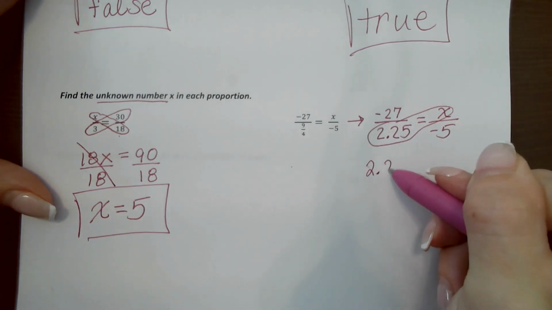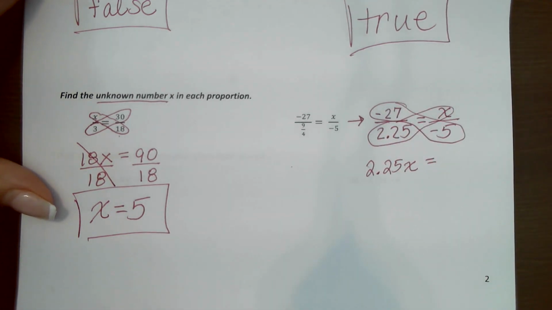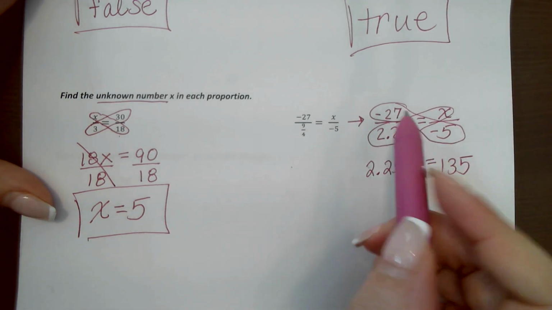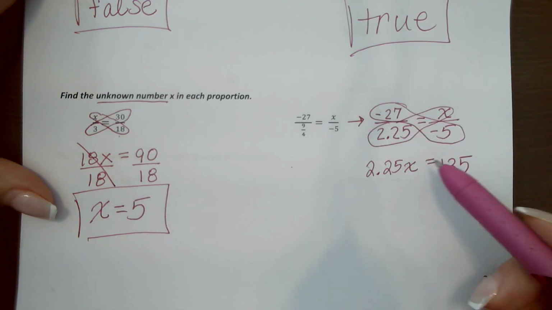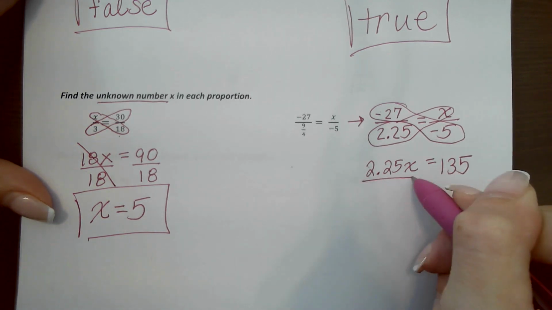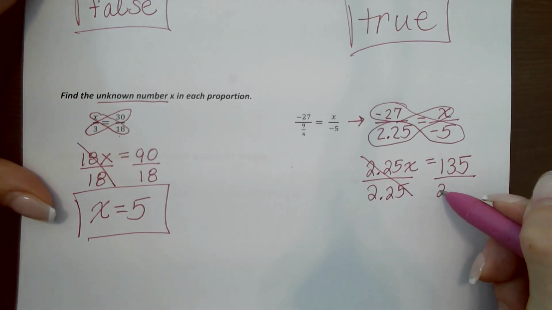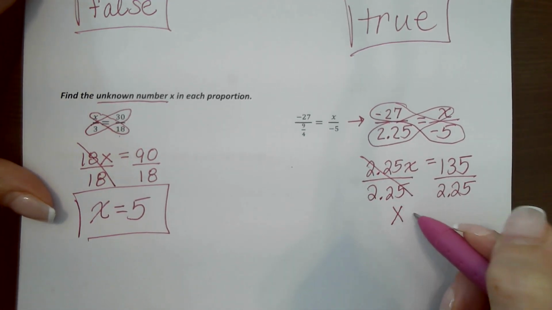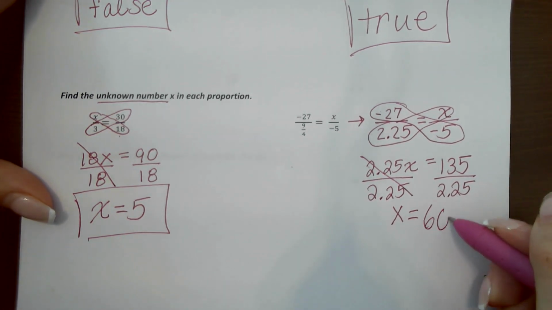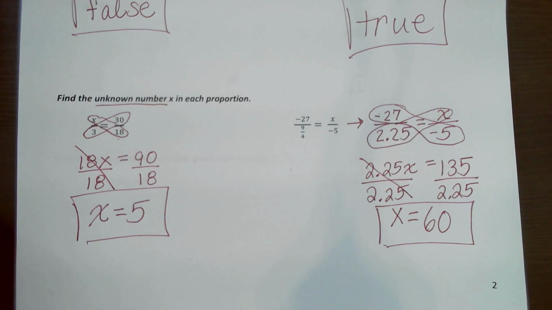So we get 2.25x equals negative 27 times negative 5 is positive 135. It does not matter which diagonal you multiply first. So after I do that cross multiplication, I get x alone by dividing to separate the coefficient from the variable. That leaves x by itself, and then 135 divided by 2.25 is 60. So our answer for our missing number is 60.